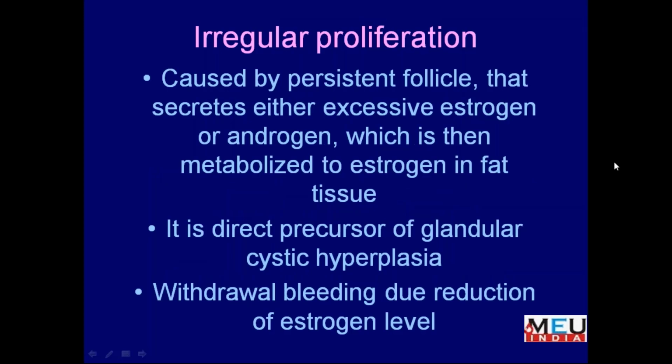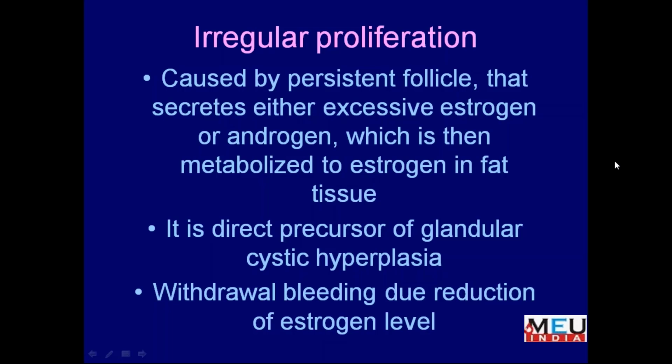Irregular proliferation is caused by a deficient follicle, which secretes excessive estrogen or androgen, which is then metabolized to estrogen in fat tissue. This is the direct precursor of glandular cystic hyperplasia, and there can be withdrawal bleeding due to reduction in the estrogen level.